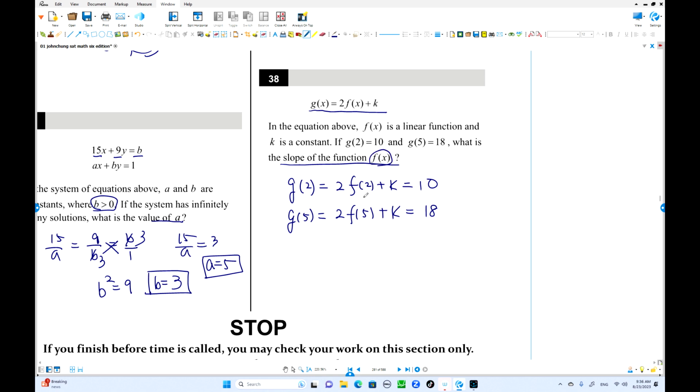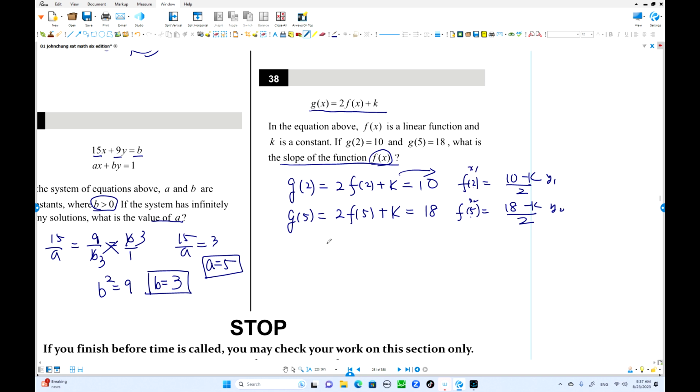We have 2 points over here. Maybe you can try this way. Okay, you can use this one. f of 2 is the value of y at x equals 2. How much is it? 10 minus k, divided by 2. At 5, it is 18 minus k, divided by 2. Okay, we have 2 points: 2 with this value, and 5 with this value. This is y2, this is y1, this is x2, this is x1.